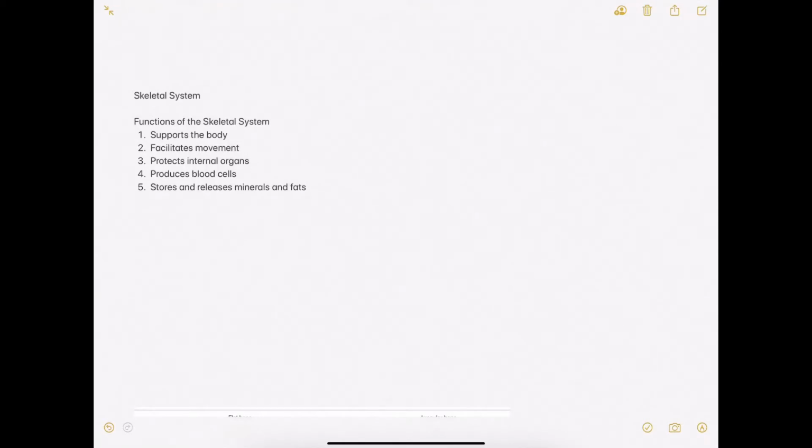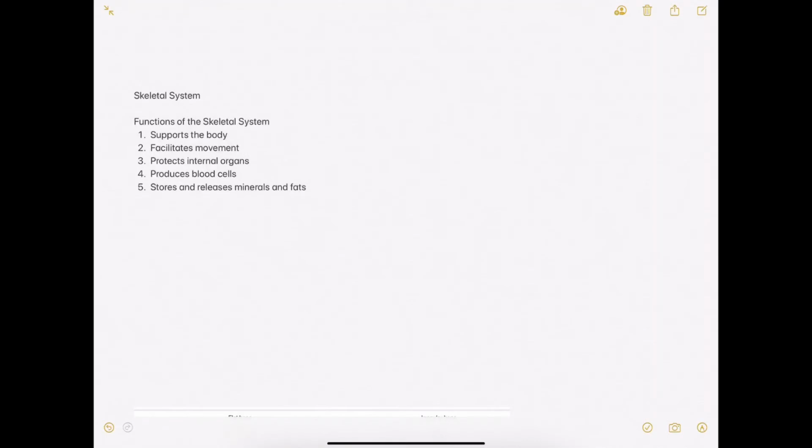So beginning with the first one, supports the body. Now, when you think about our skeletal system, if we didn't have a skeletal system, we would just be a limp mass of organs, muscles, and skin. But because we have a skeletal system, it provides that structure and support for the rest of the body, to give us the size and shape of what we look like as humans.